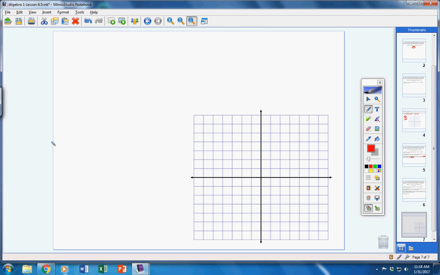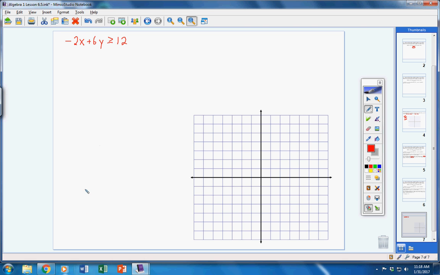Here we go. I really don't have a problem picked out. Let me look here and try to find one that's a little different here. Alright, let's try this one right here. Negative 2x plus 6y is greater than or equal to 12.